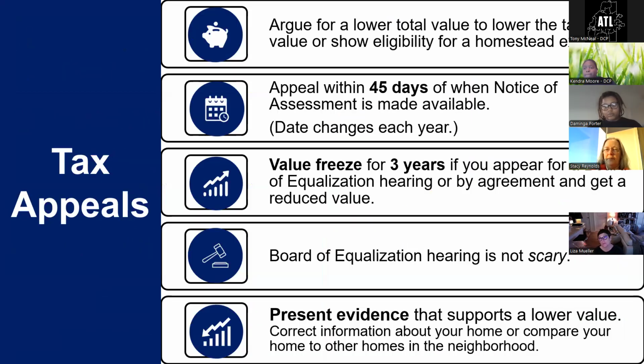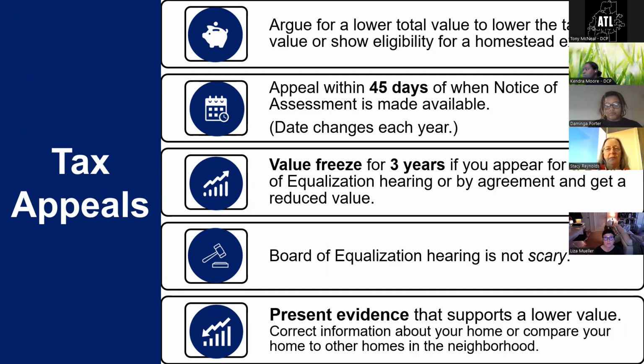Okay. So here are tax appeals in a nutshell. The tax appeal is your chance to argue for a lower value in order to lower the taxable value. It's also your chance to show eligibility for homestead exemption. So again, if you get denied a homestead exemption, you can appeal that and then show that you should be getting the exemption. You do have to appeal within 45 days of when you get the notice of assessment.